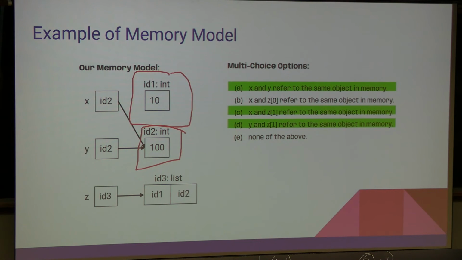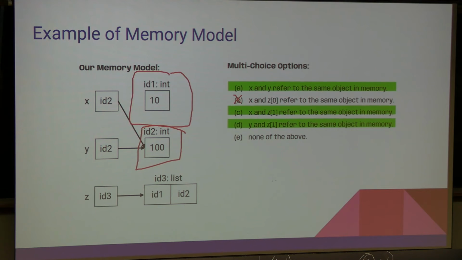X comma Z0 refer to the same memory object. What is Z0? Oh, sorry. Yeah, Z0. That's ID1. The question is saying X comma ID1 are the same thing. No. X is what? X is ID2. So this is false. Right? Yes. X comma ID1 refer to the same memory object. Yeah? Why? Because both of them are ID2. Y, yeah, same, ID2. Make sense?